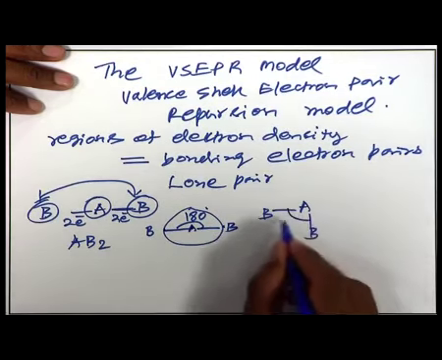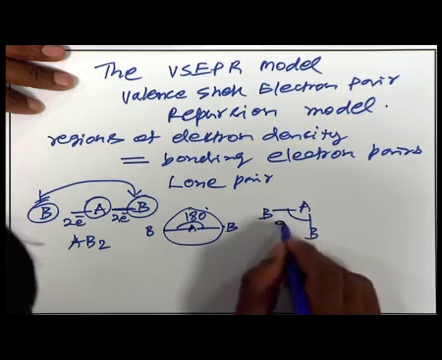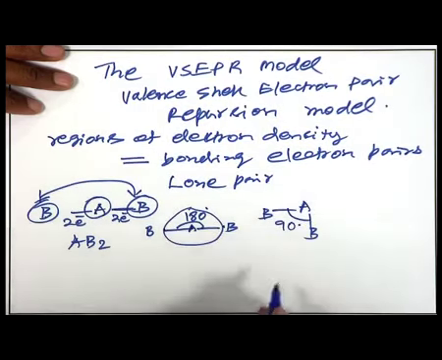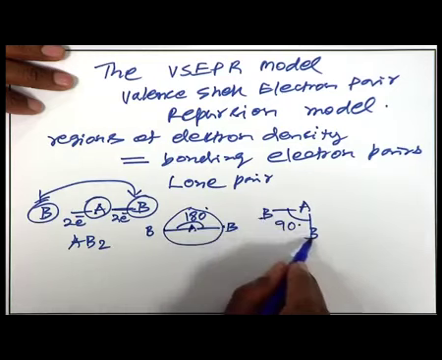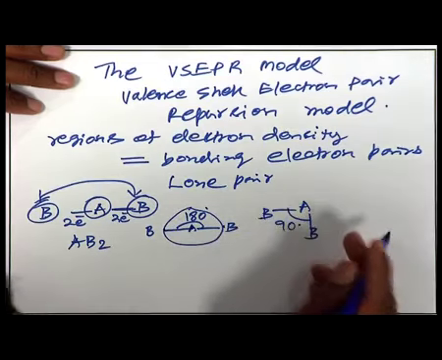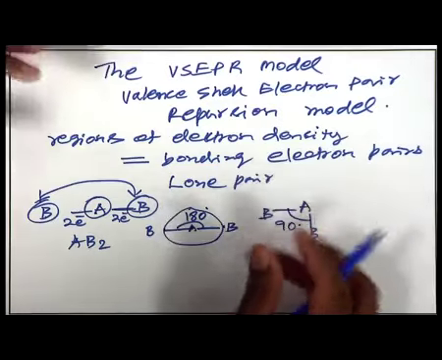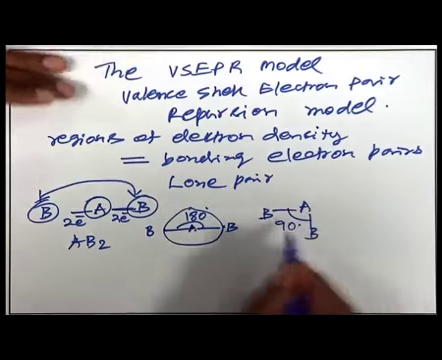So, the angle between the two B atoms is 90 degrees. Because it is 90 degrees, the two B atoms are closer to each other, so the repulsion is more. So the energy is positive, the energy is more, which is not favored.